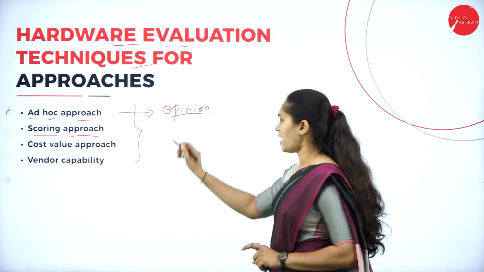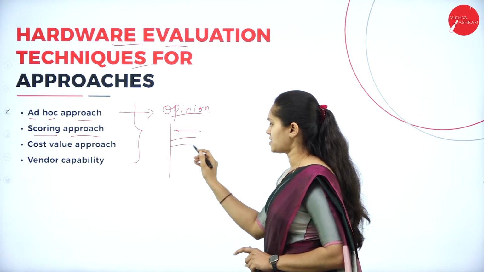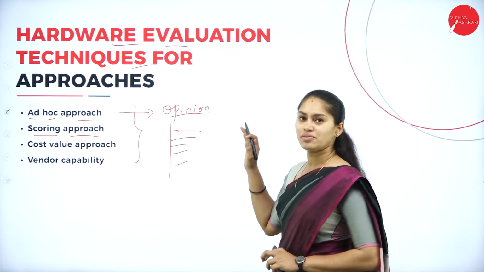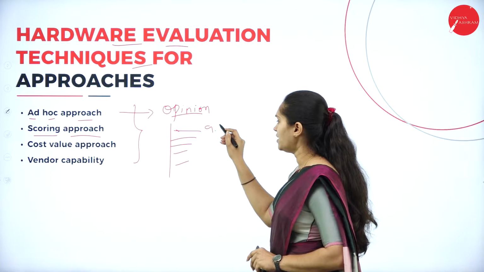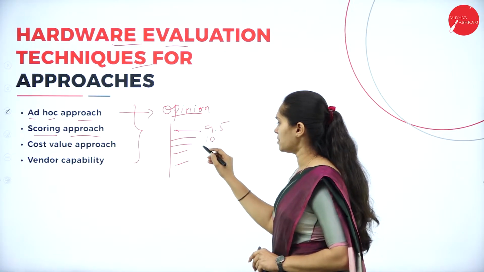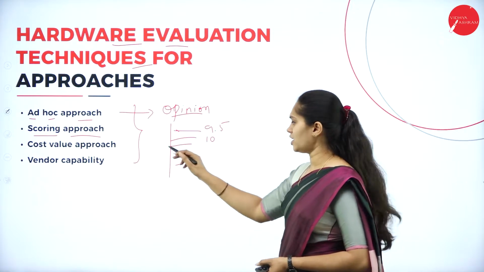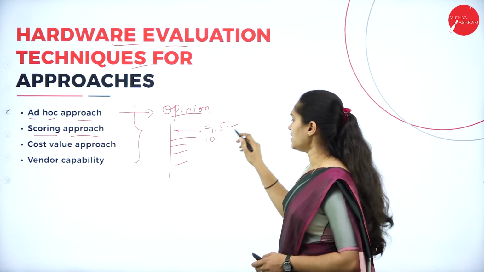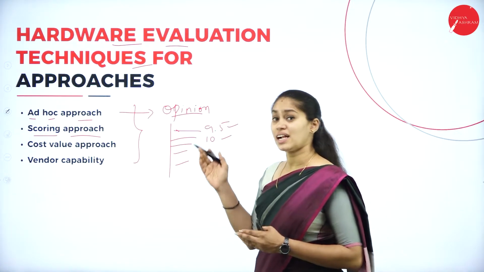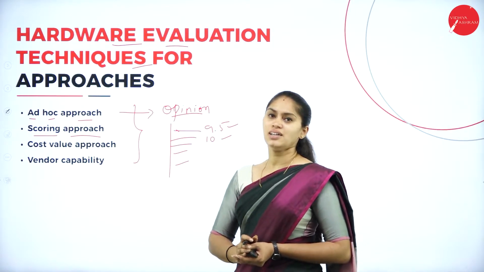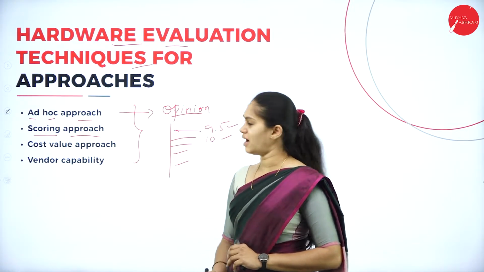Next we have the scoring approach. In this we are going to have a list of characteristics, and each characteristic of the hardware is going to be rated. They are going to give the percentage, or they are going to give the scoring. The alternative which has more scoring will be evaluated and selected for the information system as hardware.